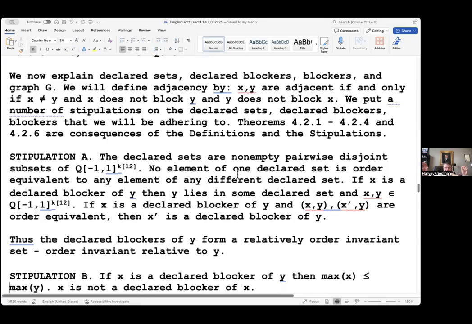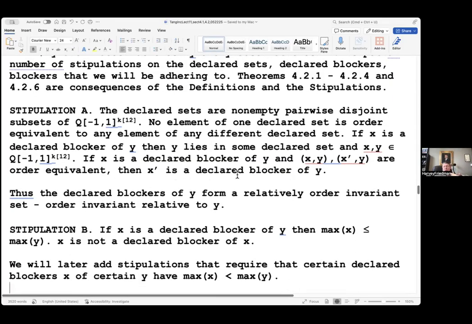These are completely separate. If X is the declared blocker of Y, then Y lies in some declared set, and X and Y are tuples of the right kind. If X is the declared blocker of Y, and XY and X′Y are order equivalent, then X′ is the declared blocker of Y. So I'm saying that the declared blockers of Y form a relatively order invariant set, order invariant relative to Y. Remember, it is essential that the whole graph be order invariant.